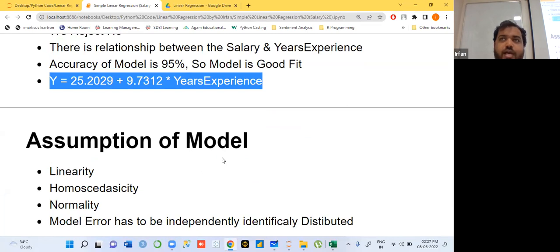So next we have certain assumptions. Guys, open the book. Open your theory book and tell me how many assumptions you have written? 4. Which are 4? Linearity, homoscedasticity, normality, model error. Guys, you just have to compare the diagram.